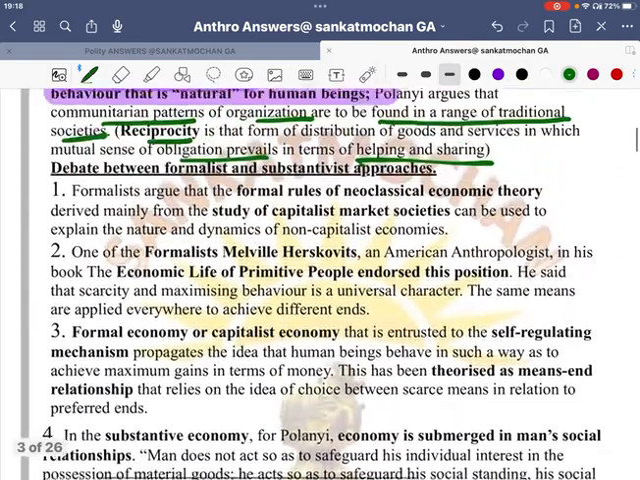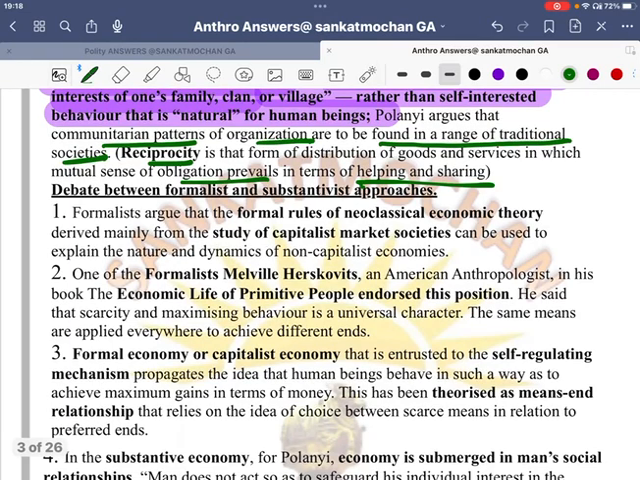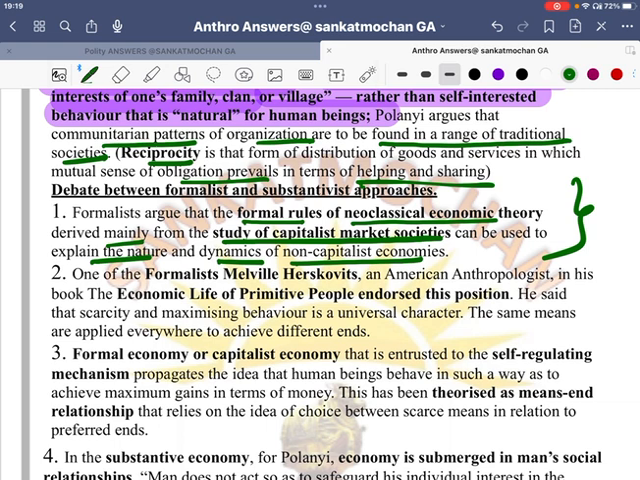Fine, let's start. Debate. Formalists argue that the formal rules of neoclassical economic theory, derived mainly from the study of capitalist market society, can be used to explain the nature and dynamics of non-capitalist economy. Here they are saying that whatever the so-called theory of capitalist economy is, you can use it and explain the nature of dynamics of non-capitalist economy. Is it true? Can you recall? Is it true or not? Think. I can give you an example.